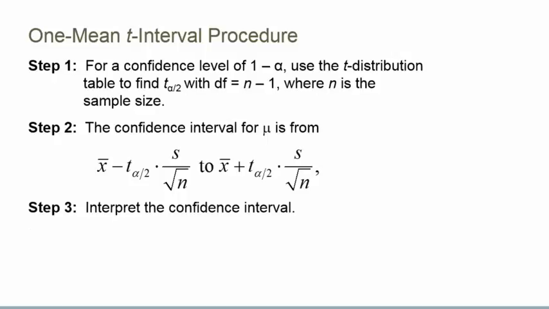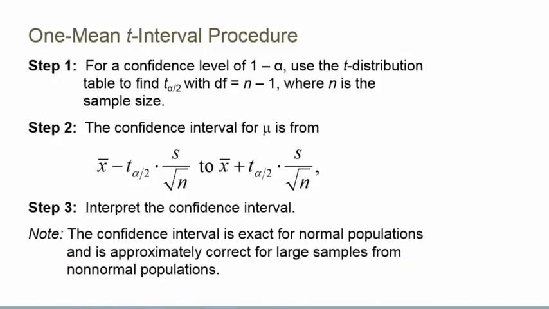Step 3. Interpret the confidence interval. Note, the confidence interval is exact for normal populations and is approximately correct for large samples from non-normal populations.